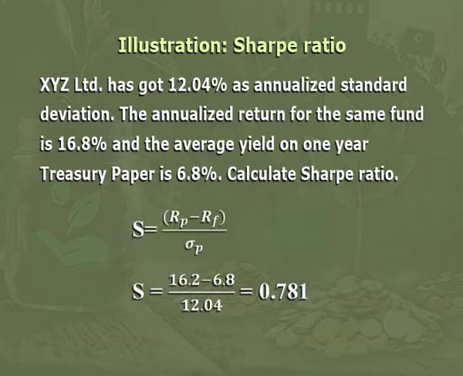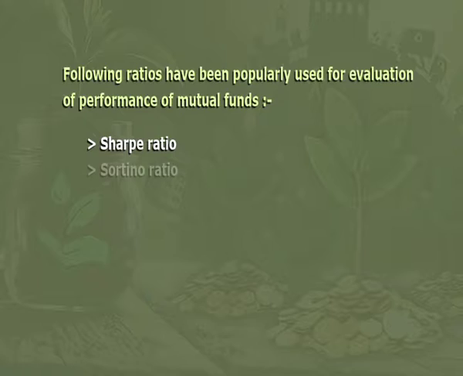The formula again goes like this: S is equal to RP minus RF divided by standard deviation P. When we substitute the values, 16.2 minus 6.8 divided by 12.04 gives us a Sharpe ratio of 0.781.